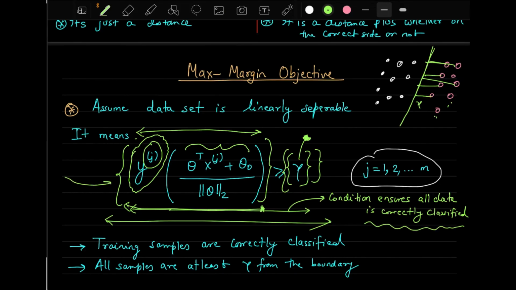Any doubts here related to this condition? If there are, let me know. Otherwise, we will move forward in understanding this.